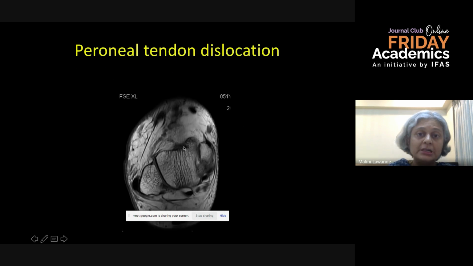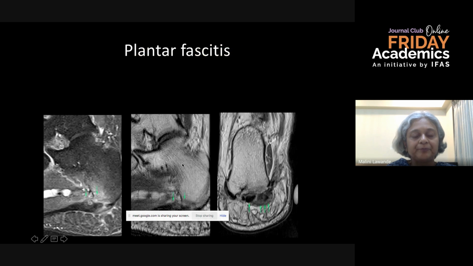We can have peroneal tendon dislocation. Here you can see the peroneal tendon, instead of being present in the peroneal groove, is dislocated laterally, and we can assess the peroneal retinaculum, whether it is intact or torn, also at the same time.